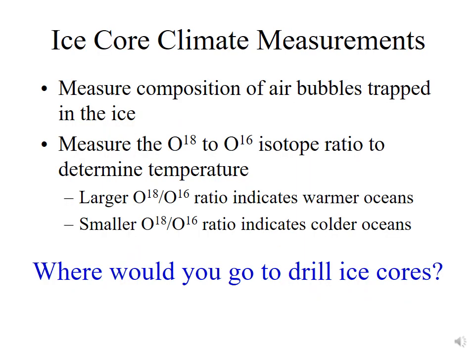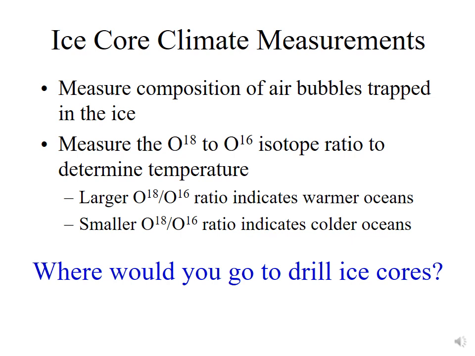If you want to go back longer in time, we can use ice cores. And ice cores allow you to do two things. One is there are air bubbles that are trapped in the ice. And you can actually measure the composition of these air bubbles that were trapped in the ice to determine the carbon dioxide concentration of the atmosphere 100,000 years ago or 400,000 years ago.